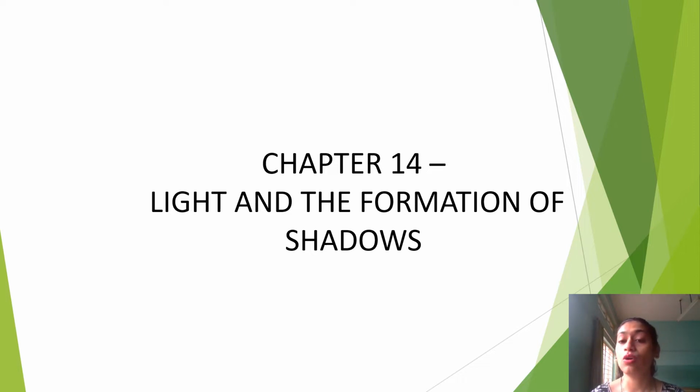As we have already studied, light travels in a straight path. So when an object blocks the light path, then darkness appears on the other side. This is called a shadow. So in this particular chapter, we will be learning about light and the formation of shadow.